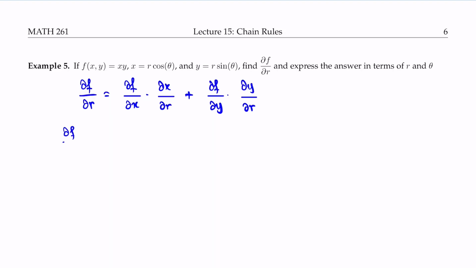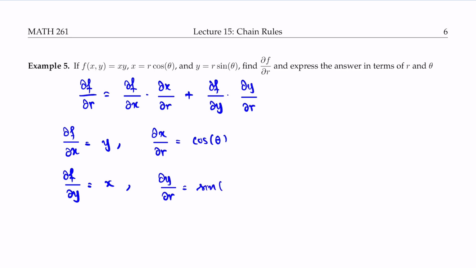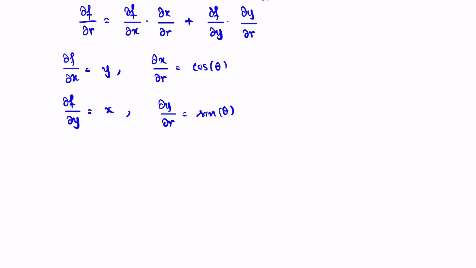Here you have partial f partial x is equal to y only. For partial x partial r, you take the partial derivative of x with respect to r. In this case, theta is a constant. So here you get cosine of theta only. And partial f partial y is equal to x. And partial y partial r is equal to sine of theta. And we're going to plug all of this information into our formula, and we're going to get that partial f partial r is equal to y times cosine of theta plus x times sine of theta.